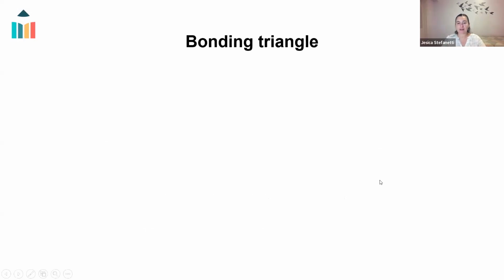Let's now go over the concept of the bonding triangle. You might have heard about it, and I would like to go over the details. The bonding triangle allows us to identify the position of a substance within a triangle that has these three sections. One corner will correspond to metallic structures, the other one to ionic, and the other one to purely covalent structures.